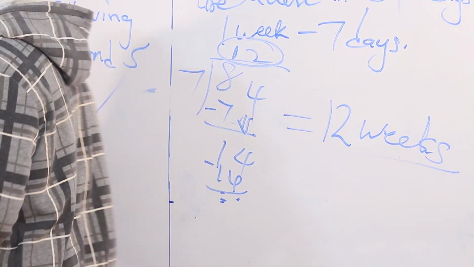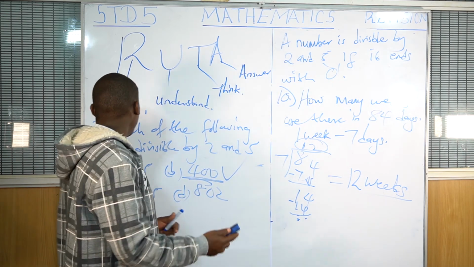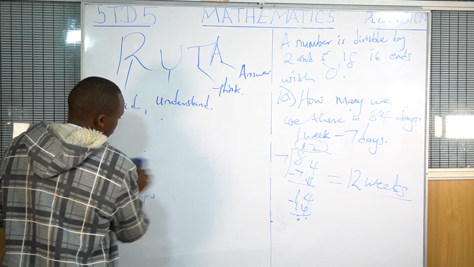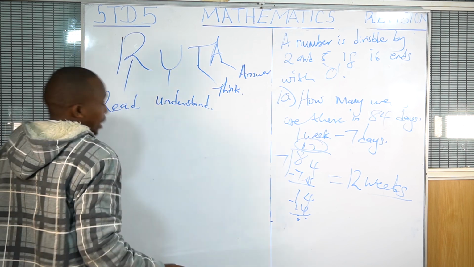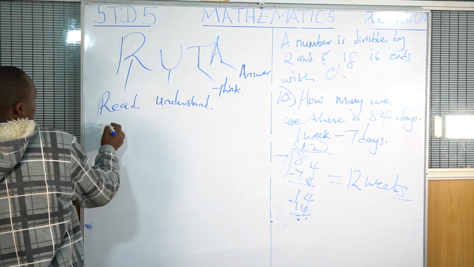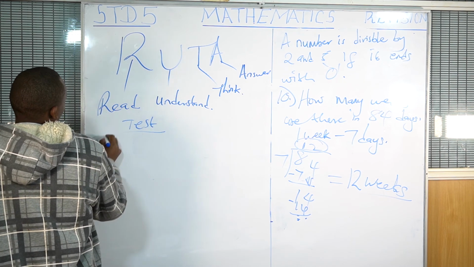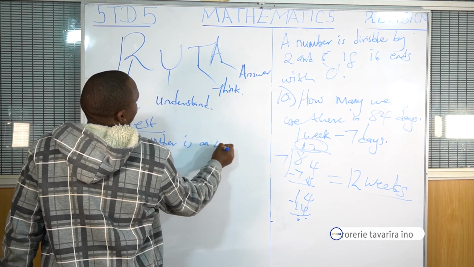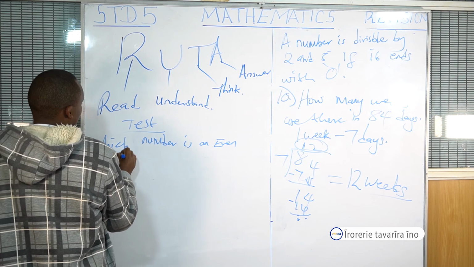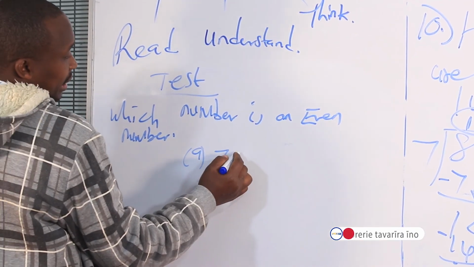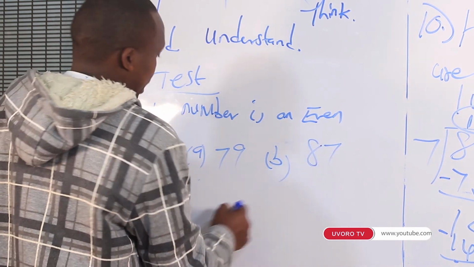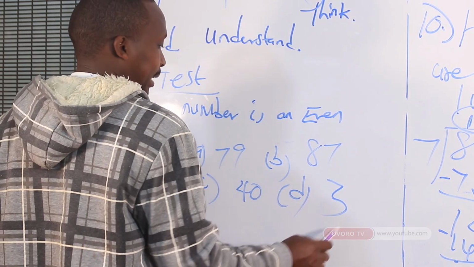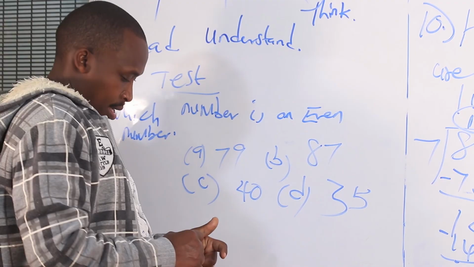12 weeks. We have come to the end of our lesson for today. But just before we end, I'd like to leave a question for you pupils to be solving till next time. This is the question. Which number is an even number? A, 79. B, 87. C, 40. D, 35.